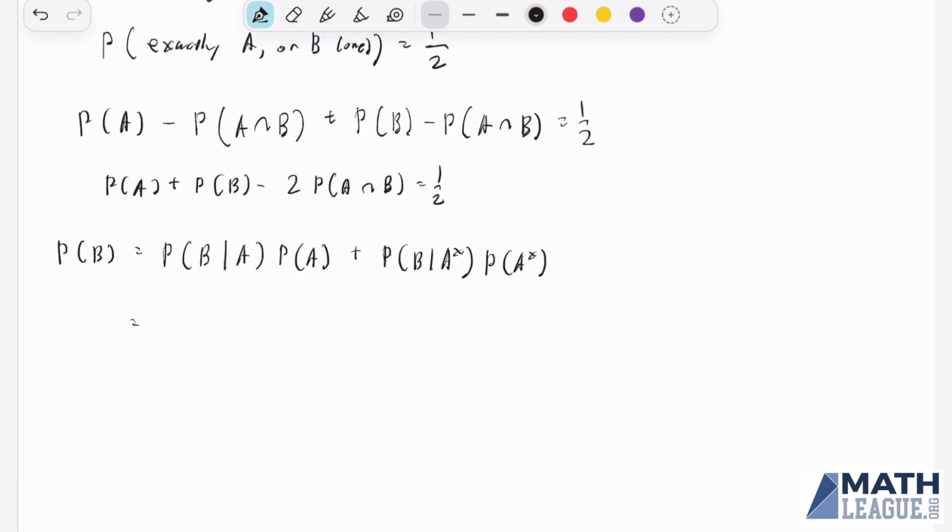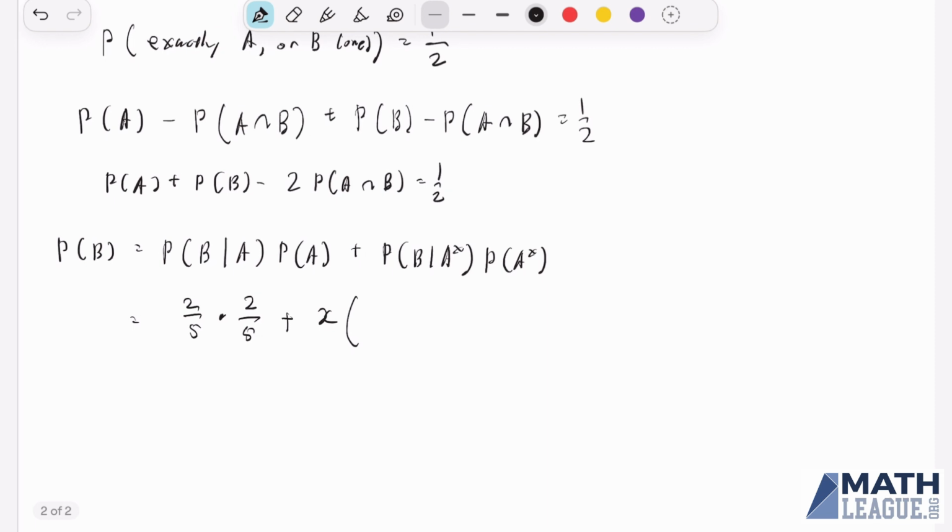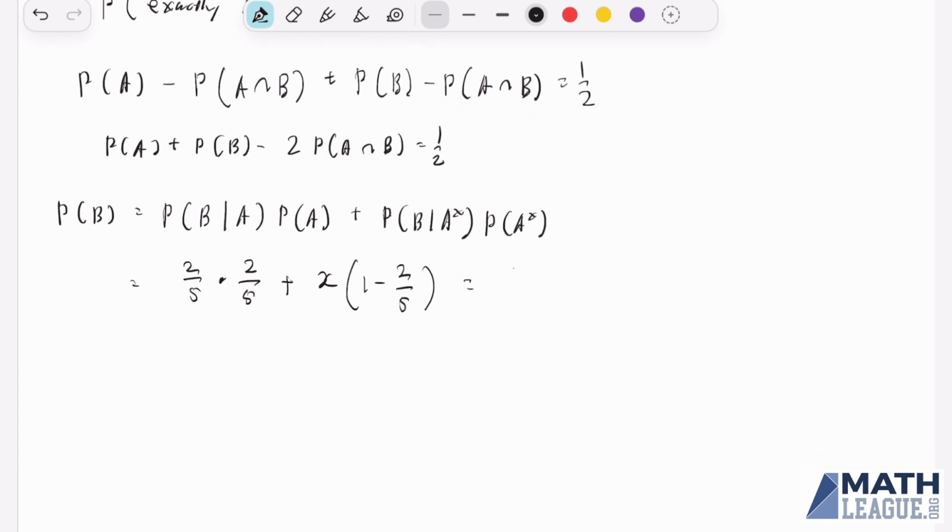You know that the probability of B happening given A is 2/5 and the probability of A happening is 2/5. We don't know what the probability of B happening given A does not happen is, and that is what we actually want to solve for. So we're just going to put that as X for now, and the probability of A not happening is 1 minus the probability of A happening, which is 2/5. The probability of B happening is 4/25 plus 3/5 X. And now we can substitute this in our equation over here.